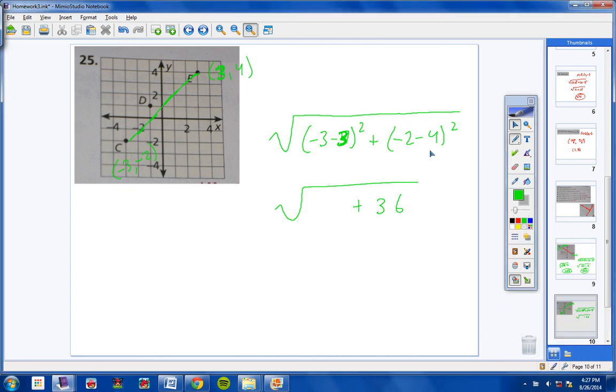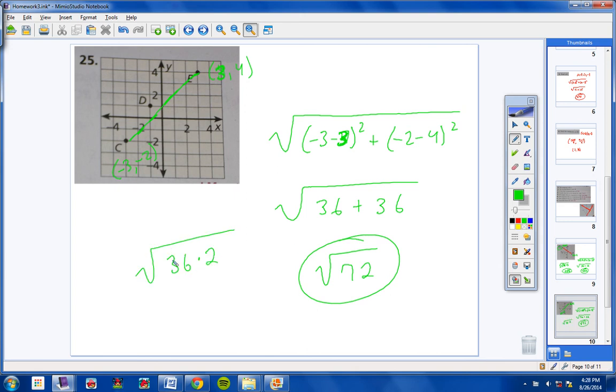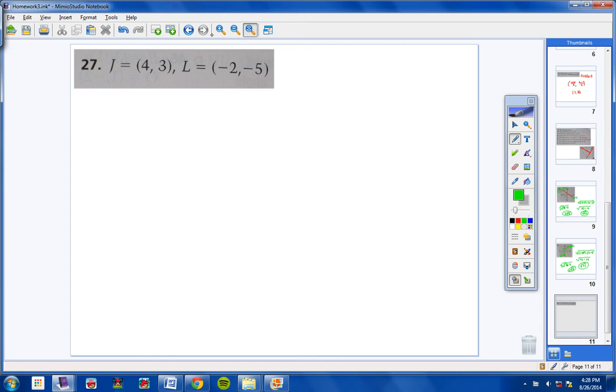Okay, I'm back, just checking my work. Negative 3 minus 3 is negative 6. When you square negative 6, you get 36. Add those two together, and you get 72, which is the answer the book has. Don't forget also, 72 is the same thing as 36 times 2. We know the square root of 36. You can put a 6 on the outside, and you could also write your answer as 6 times the square root of 2.